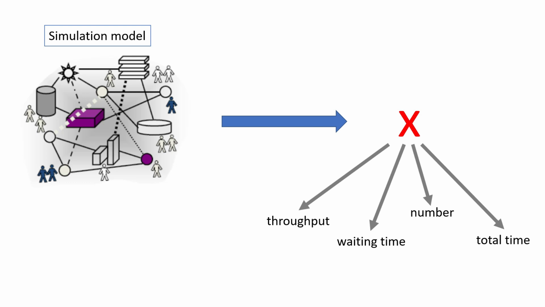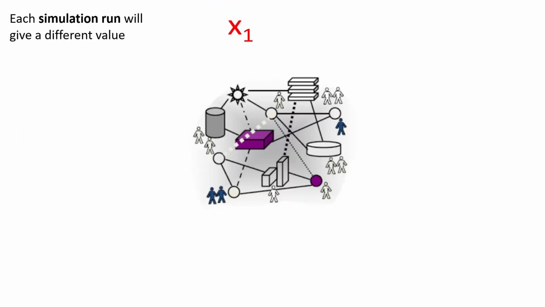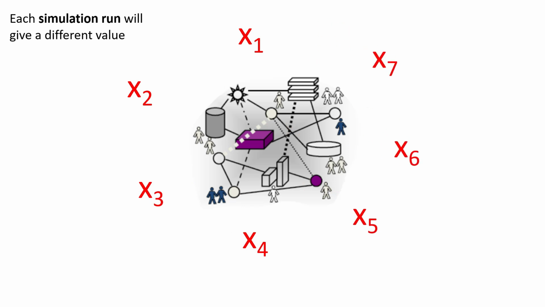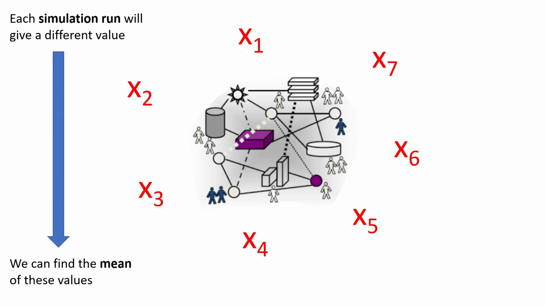Now, we know that simulation models are usually stochastic models. So running the model one time to find the value that we are looking for is definitely not enough. This is because each simulation run will give a different value. So every time we run the model, we will get a new value. So actually, a good idea would be to run the model for a certain number of times and find the mean of the values that we get. But how many times should we run the model? How many times are enough? Especially that for complicated and heavy models, running the model many times will take too long.